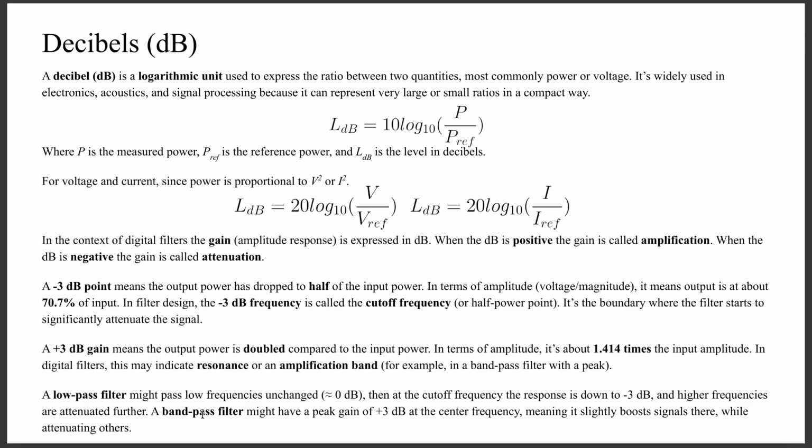A low-pass filter might pass low frequencies unchanged. Then at the cutoff frequency, the response is down 3 dB, and higher frequencies are attenuated further. A bandpass filter might have a peak gain of 3 dB at the center frequency, meaning it slightly boosts signals there while attenuating others.